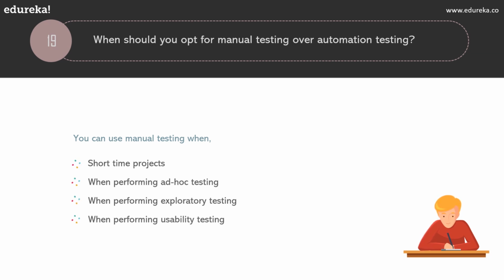Lastly, you have usability testing. So when performing usability testing, go ahead and use manual testing. Usually the tester needs to measure how user-friendly, efficient, or convenient the software or the product is to the end user. So you should think in terms of the end user. For that, again, manual testing is preferred. So these are certain scenarios where you can prefer manual testing over automation testing.